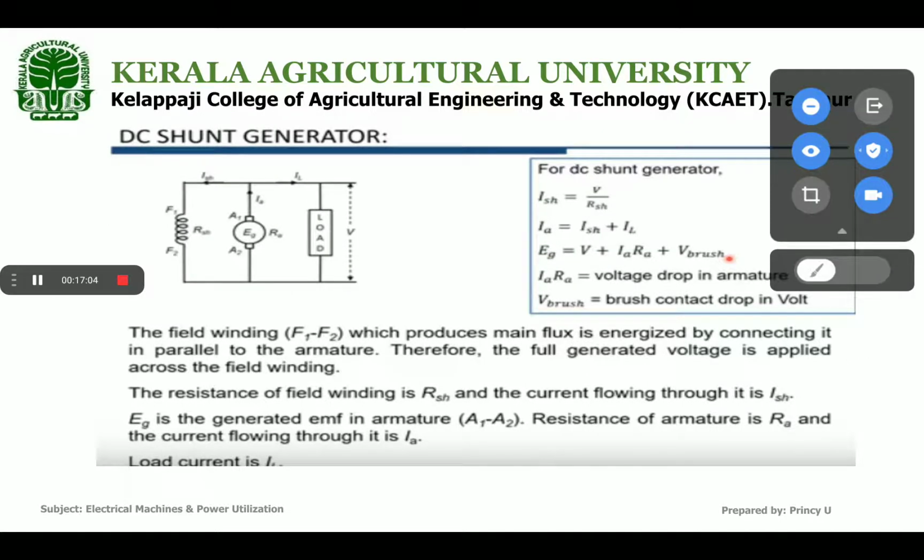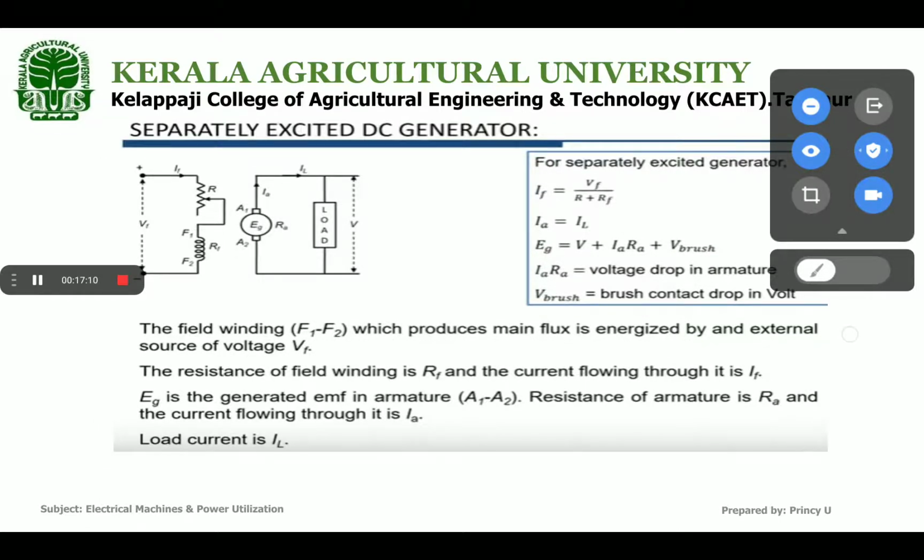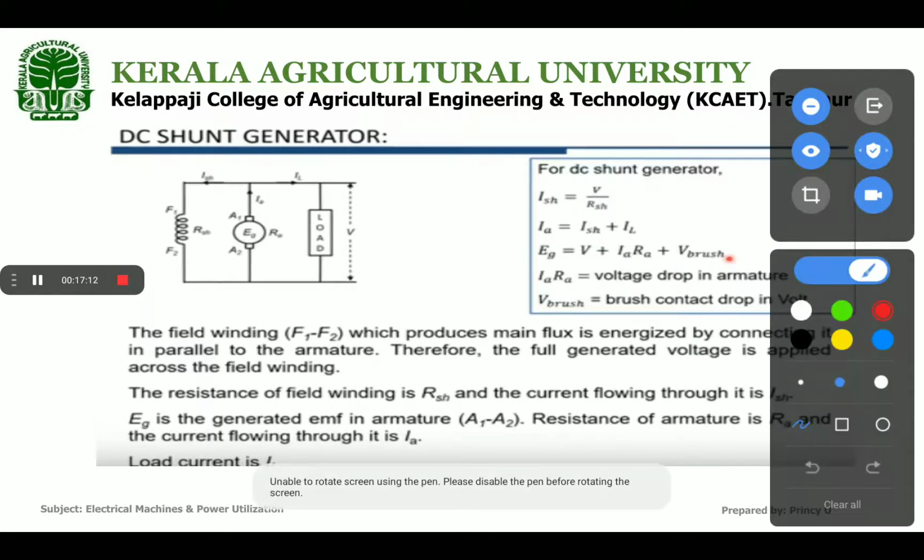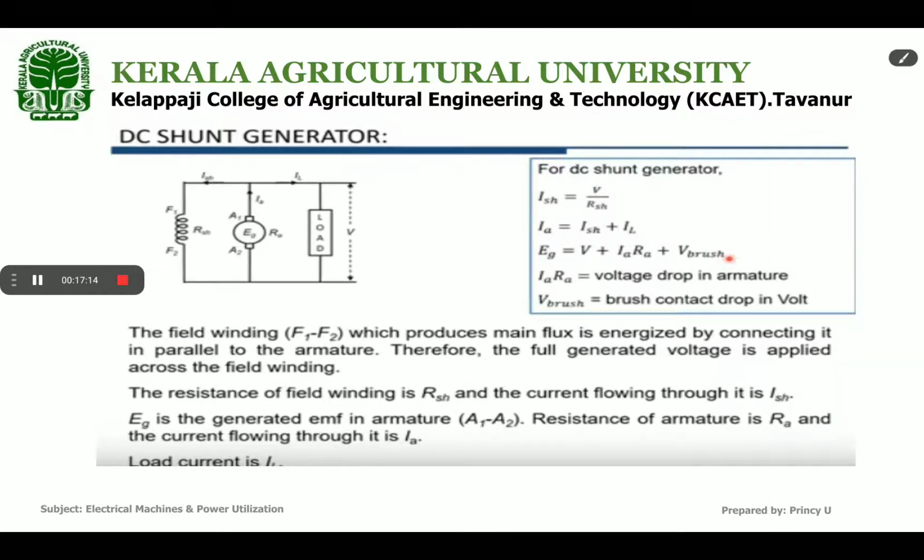Next, we are going to study self-excited DC generators, the first one being the DC shunt generator. In the DC shunt generator, you can see the shunt field winding is connected in parallel with the armature. The field winding, represented by F1, F2, produces the main flux and is energized by connecting it in parallel to the armature.